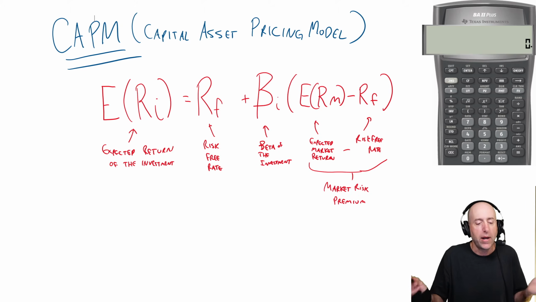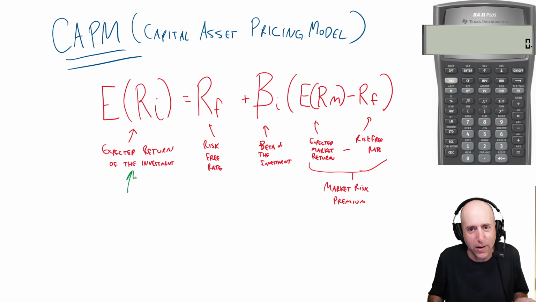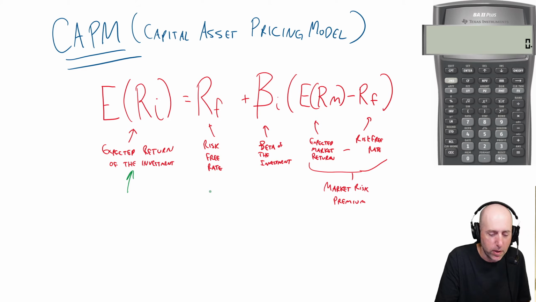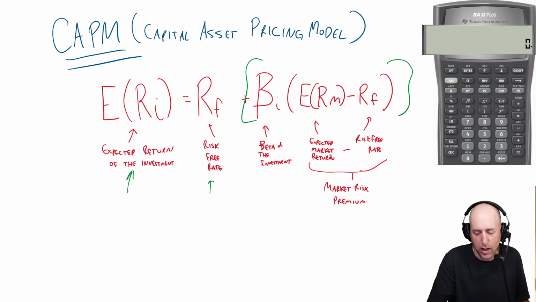The model's about pricing or determining the value of investments, and one way of doing this is calculating the expected return of the investment, how much the investment would be expected to return. We do that. Here are the components. We take the risk-free rate, we add, and now this is all a chunk, right? Beta times the expected market return minus the risk-free rate. That's the market risk premium.